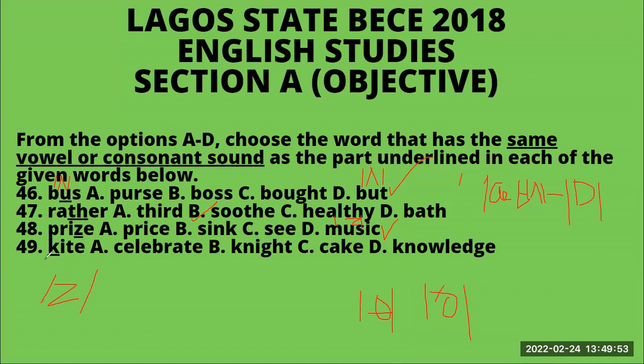Then question number 49, we have "kite." The letter on the line represents the sound K. So we are looking for the sound of K. Option A, "celebrate," is not correct because what we see represent is S. Then KN here is pronounced N, as in "night," so the sound is not there. Option C is correct. It is "cake." Cake.